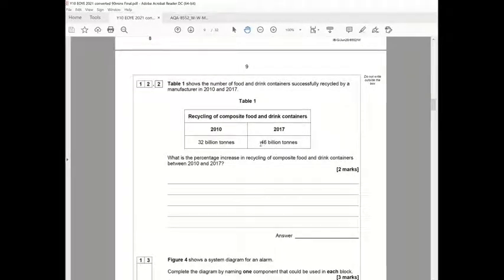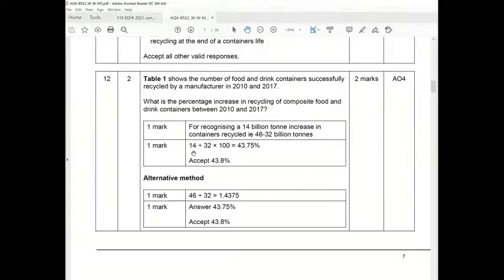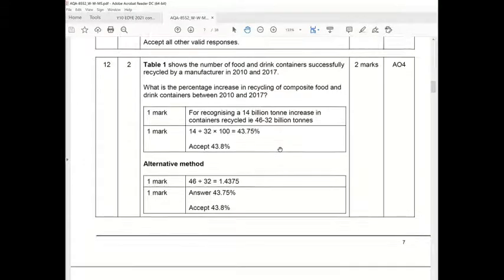It's a percentage increase, isn't it? Sorry. So 14 being the amount you have to add to 32 to get 46. Okay, so it's the increase of 14 billion tons. We're dividing by 32 to give the percentage increase. All right, just have a look at that again. 14 divided by 32 times 100 equals 43.7.